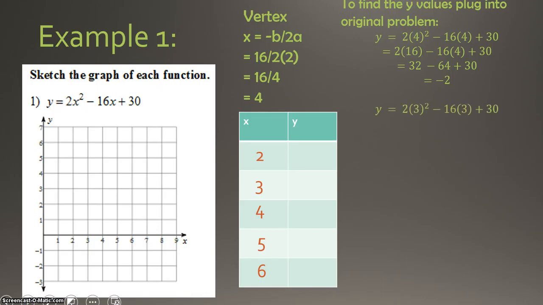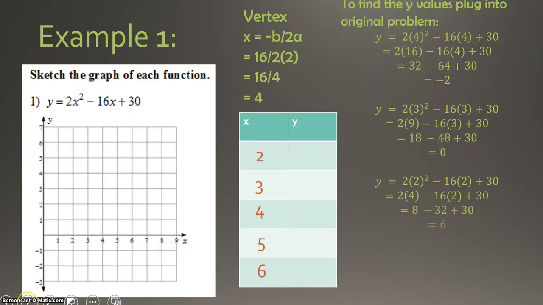Now I'm going to do the same thing for the 3 in my table. When I simplify that, I get 0. And finally, I'm going to do it for the 2 in my table. Again, remember to square that 2 before multiplying. And as I simplify that, I'll get 6. Now, the nice thing about a parabola is they're symmetrical. So once you find the top half, you already know the bottom half.